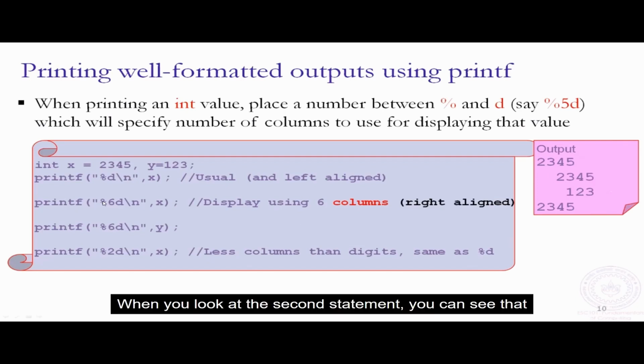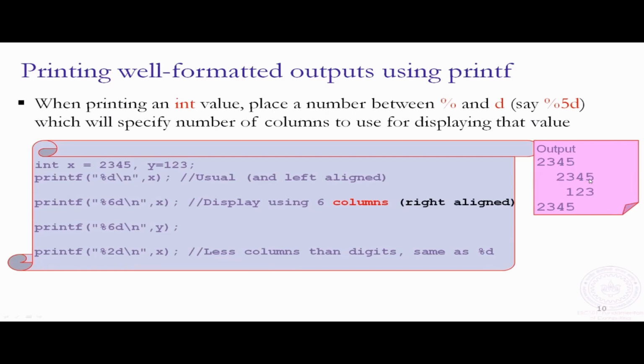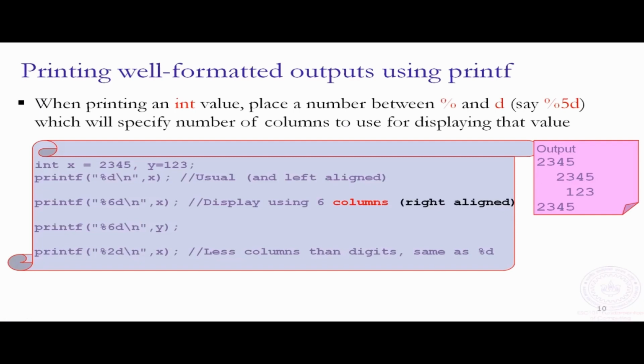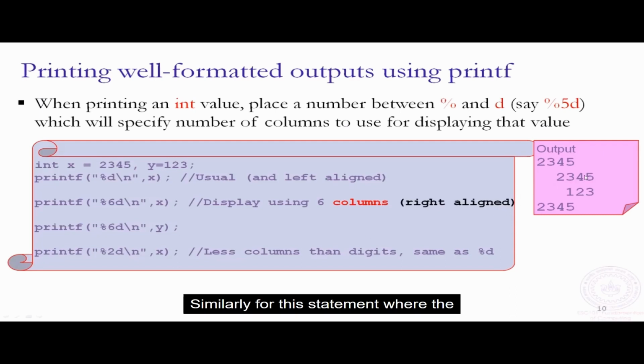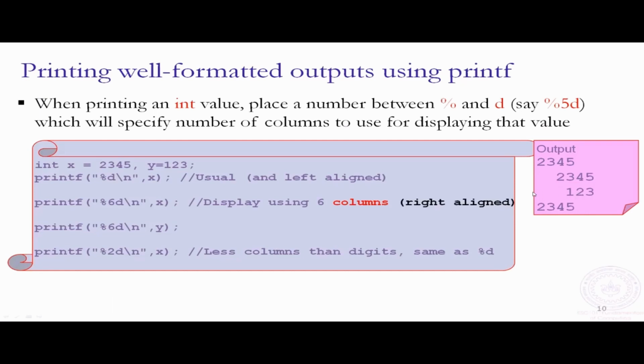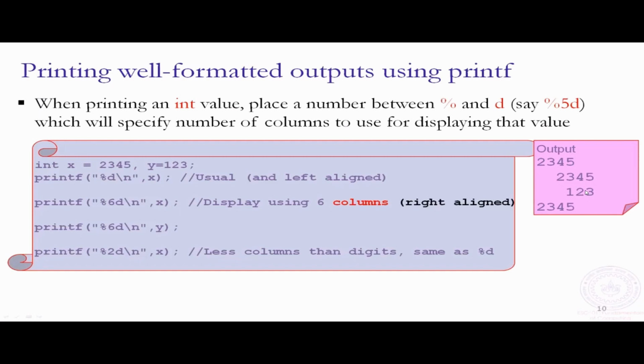When you look at the second statement, you can see that it counts the first 6 columns from the left, and then it takes up all those columns to print this number. Since this is a 4-digit number, the first 2 columns are left blank. Similarly for this statement, where the first 6 columns are considered and only 3 columns are filled, the first 3 are left blank, because of the 6 columns budgeted to print this number, only 3 were needed.